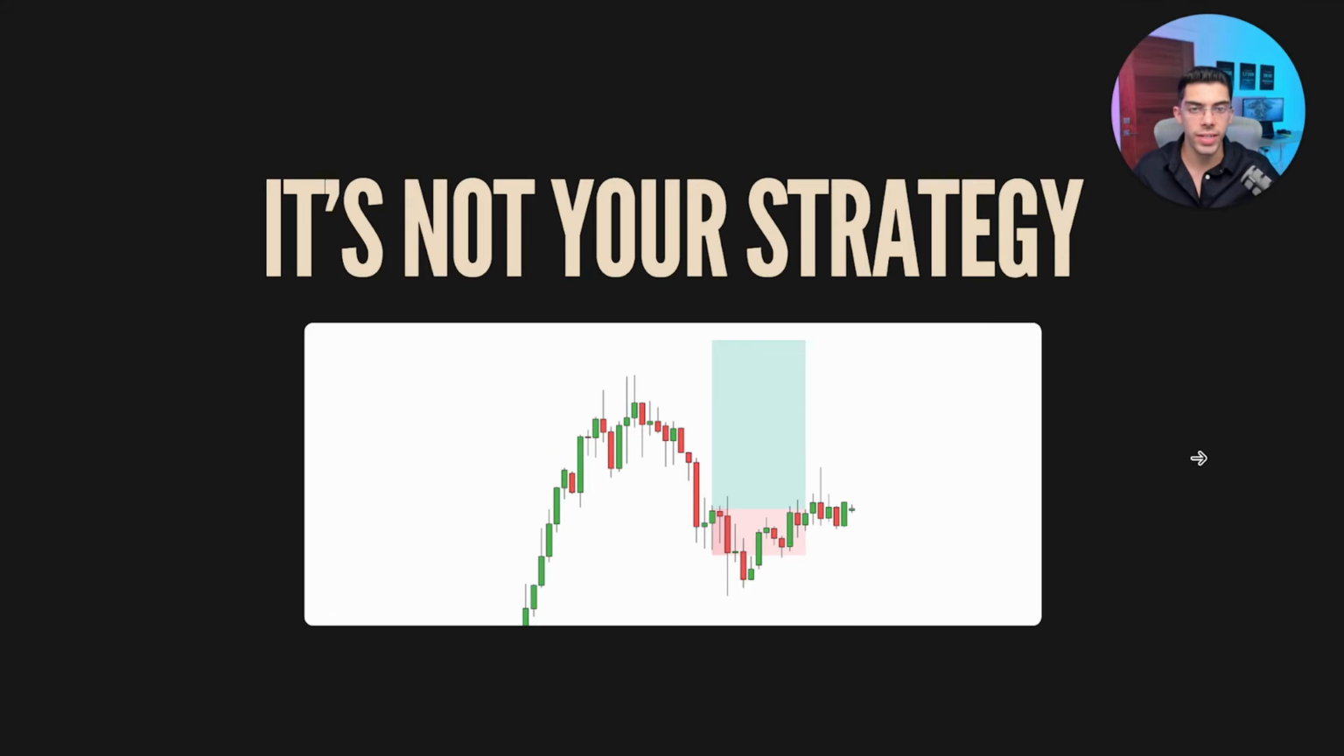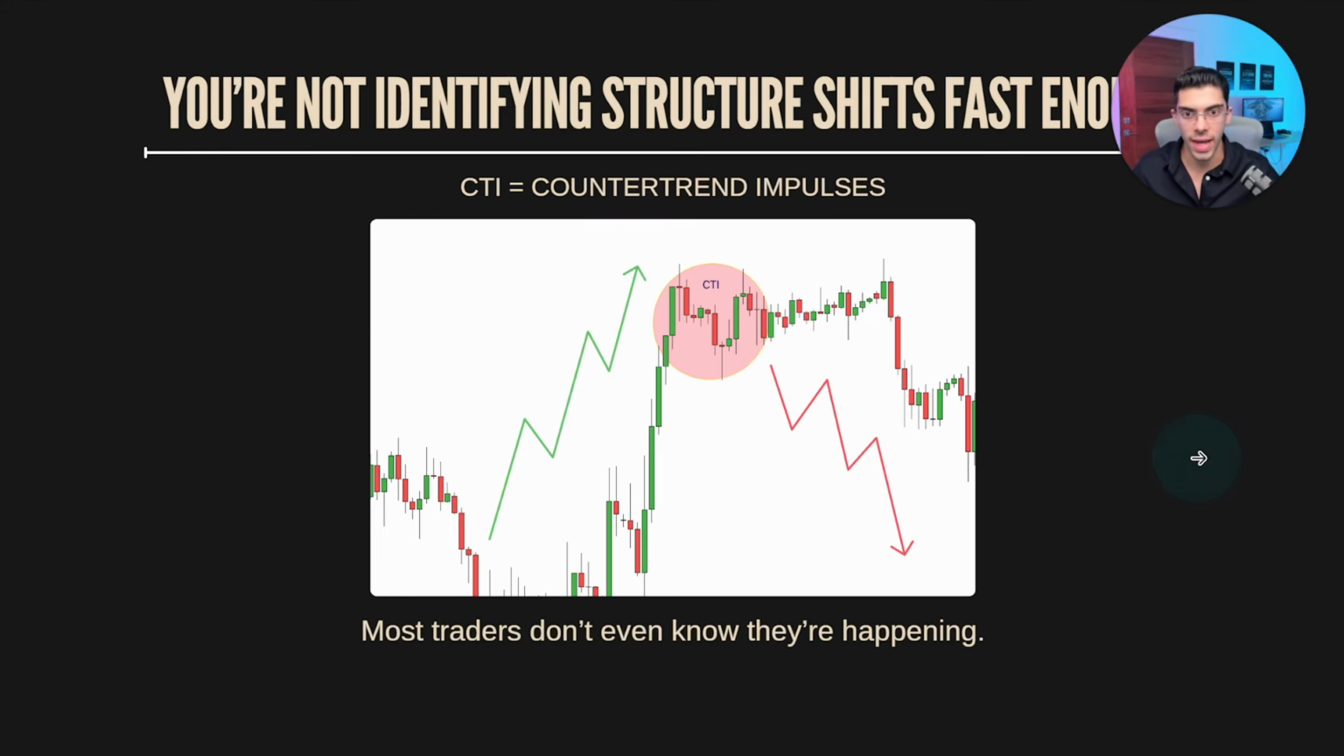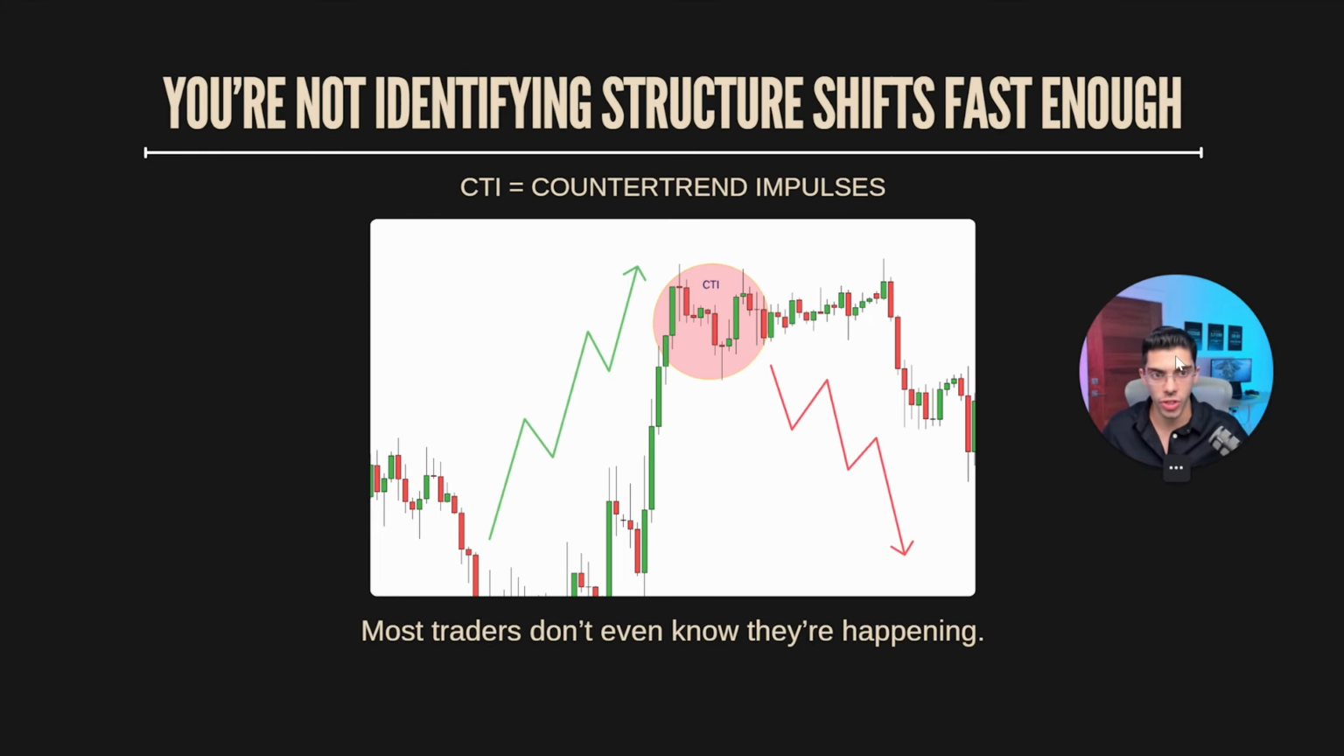The reason why you're losing in your trading, it's not because of your strategy. You're not identifying structure shifts fast enough. There's something called counter trend impulses, or CTI. And this is what shows you that the market is going to change trends before it actually does. Most traders don't even know that this is happening, and it costs them losses.